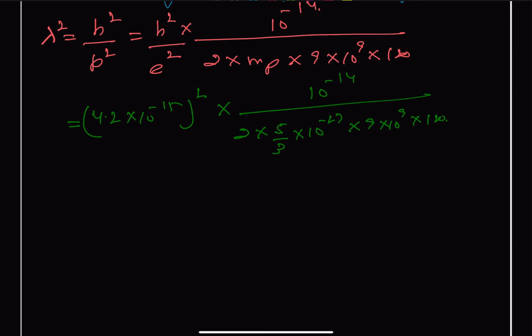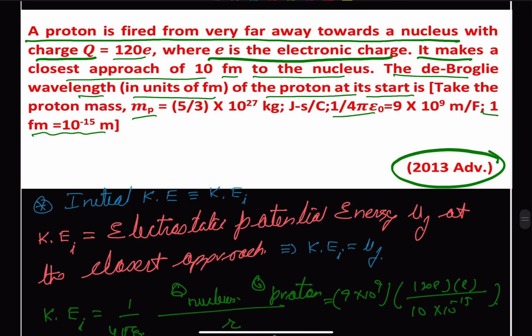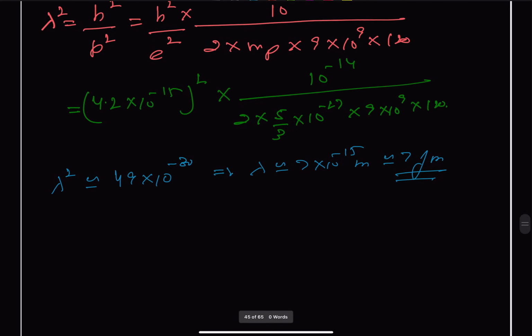So we can say our lambda square is approximately equal to 49 into 10 to the power minus 30, which gives us that our lambda is equal to 7 into 10 to the power minus 15, and this will be in terms of meter, or we can say 7 FM. In terms of FM is 7 FM. That is femtometers.